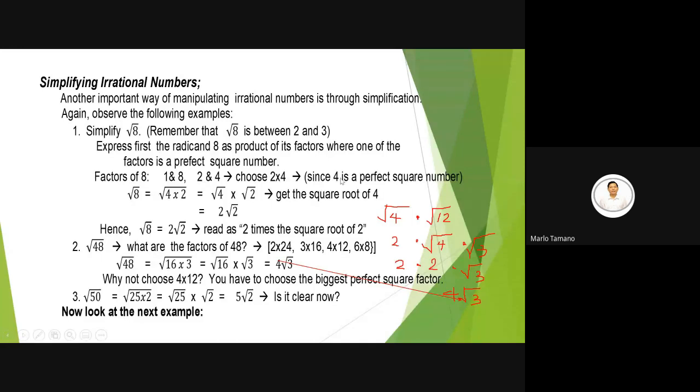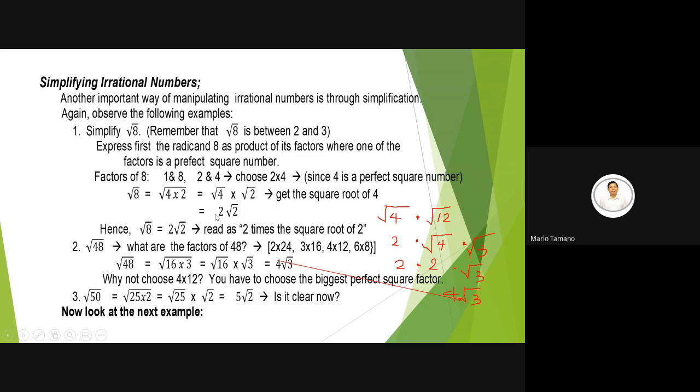Okay po? So, since 4 is a perfect square number, ilalagay natin dito ngayon. Ito po yung ating solution. Square root of 8 is equal to square root of 4 times 2. Pwedeng paghiwalayin po yung square root of 4 at saka yung square root of 2, individual radical symbol. So, square root of 4 times square root of 2. And of course, you can use a dot instead of x as the symbol of multiplication. Then the square root of 4 is 2 times the square root of 2.